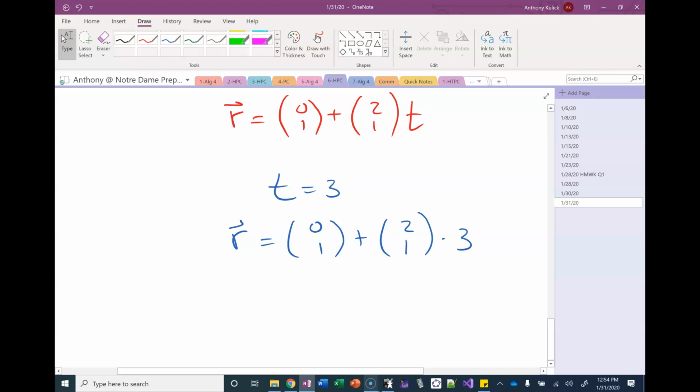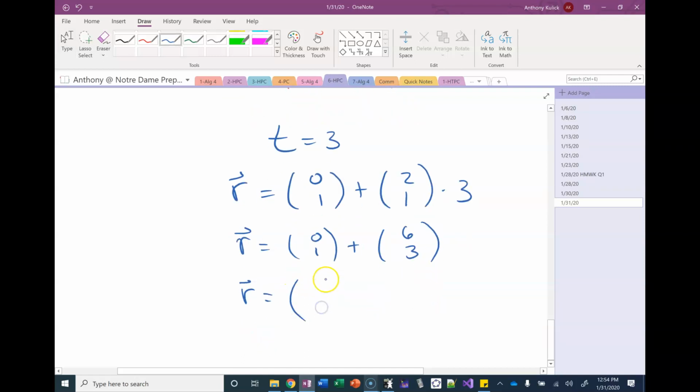So if I have 3 times the vector 2, 1, what kind of operation is that? That's scalar multiplication. How do I perform scalar multiplication? I multiply the scalar to each component. Everybody good there? Now what I have is vector addition. How do I add 2 vectors? I add the x's, and then I add the y's. So what this tells me is 6, 4 is a point on the line.